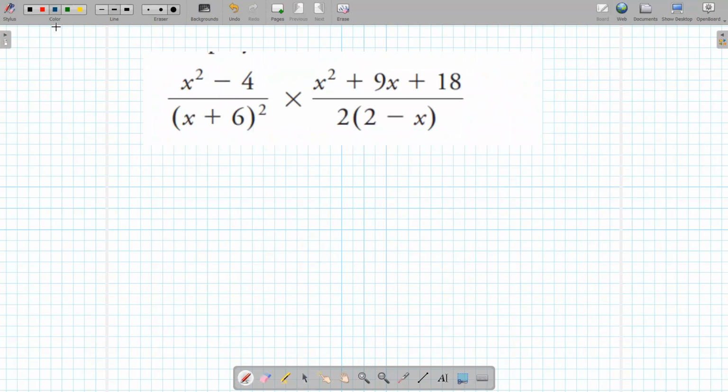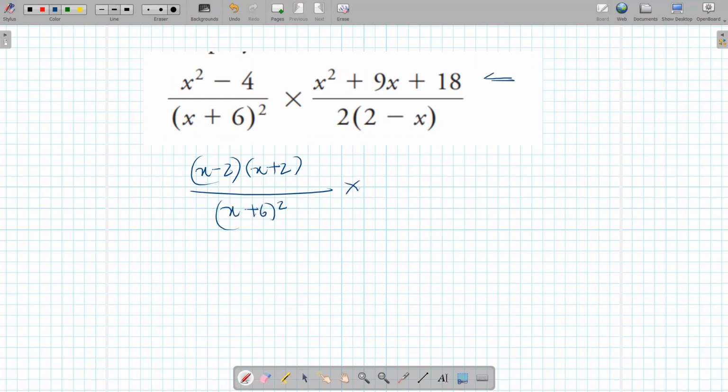Okay, so this one, it's a bunch of things going on, but it's not too bad. What's this in the form of? What can we do with this? Can we factor that right now? This, yeah, difference of squares. What does that factor to? x minus 2 times x plus 2. The bottom one, it's already factored as it is, so you don't have to touch that.